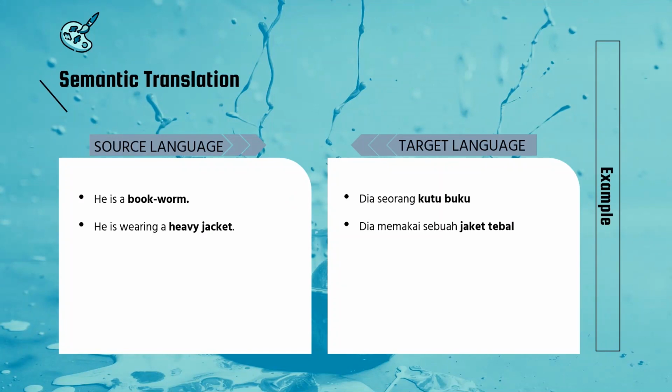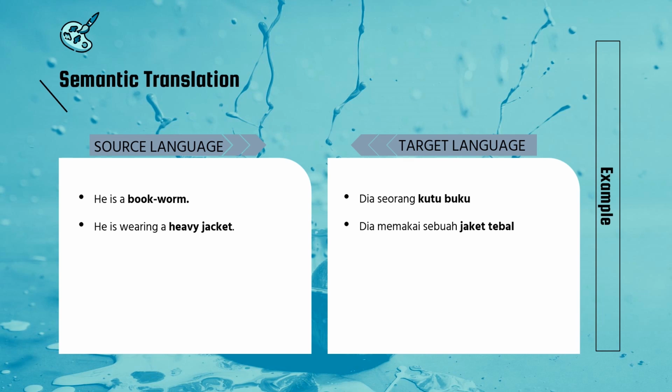And the example of semantic translation, in the source language there is he is a bookworm, and in the target language dia seorang kutu buku. The meaning of that sentence is a person who really likes to read, or bookaholic, and people who really like reading in Western culture are known as bookworms, whereas in Indonesian culture people whose hobby is reading are called kutu buku.